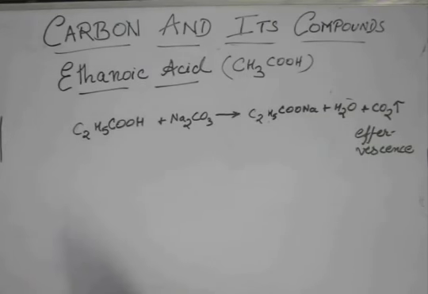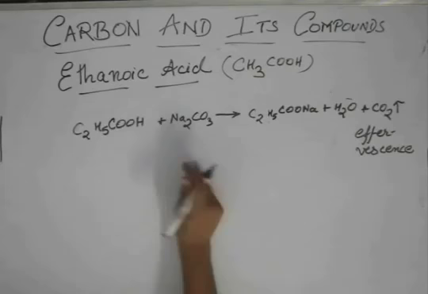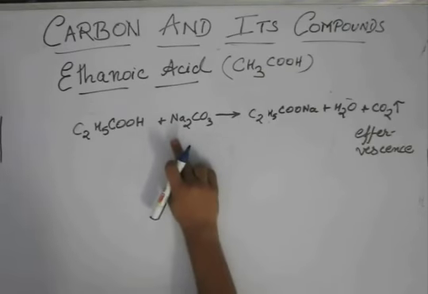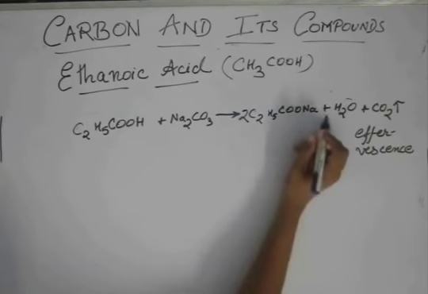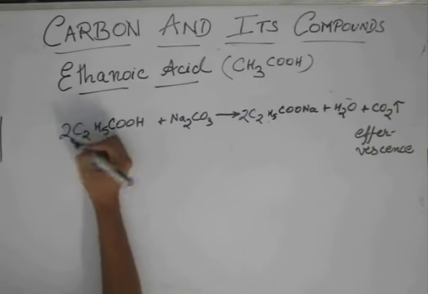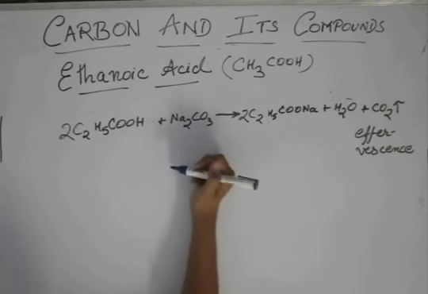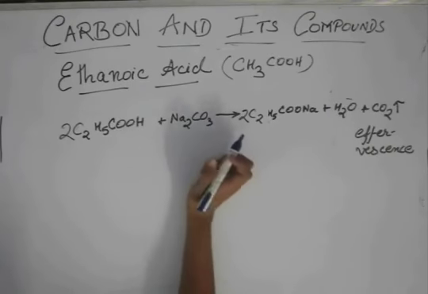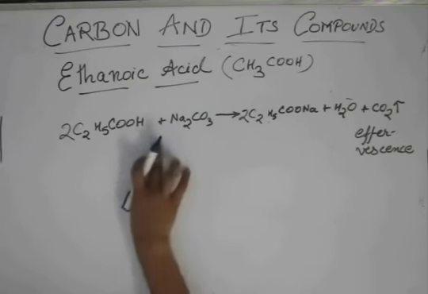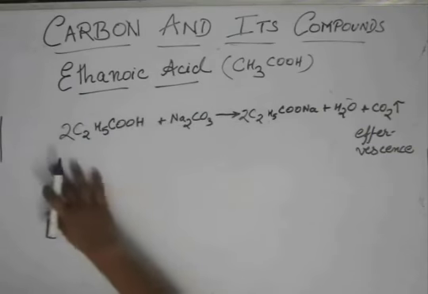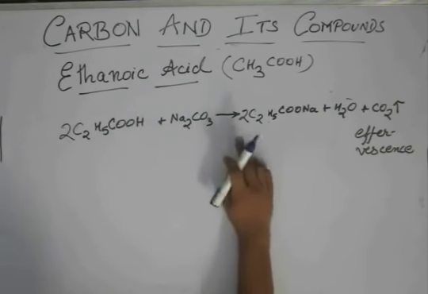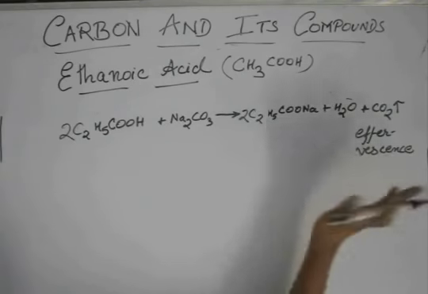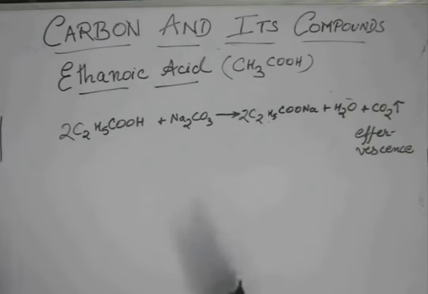Actually, you have another reaction with, balancing this reaction. You have a 2 over here, should have a 2 over here, and so we have C2H5 twice, COO twice, H2, CO3. Yeah, now it's balanced.